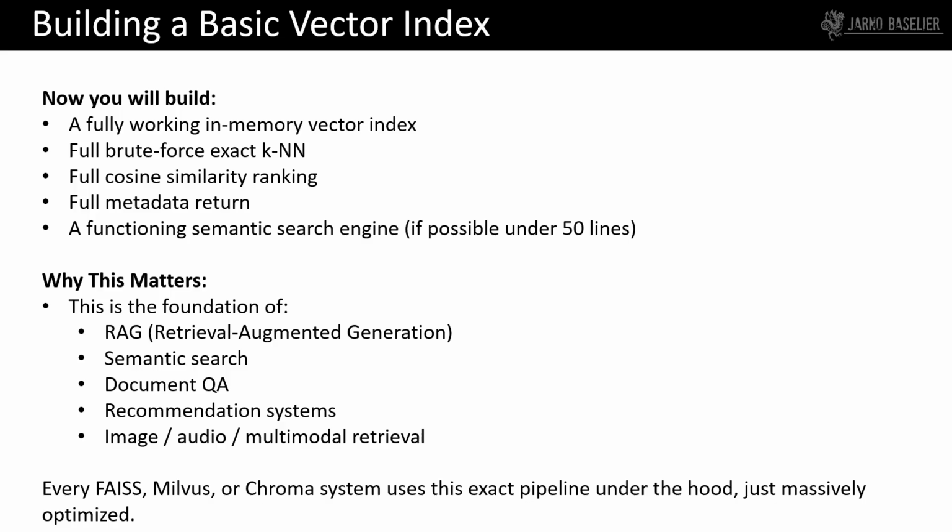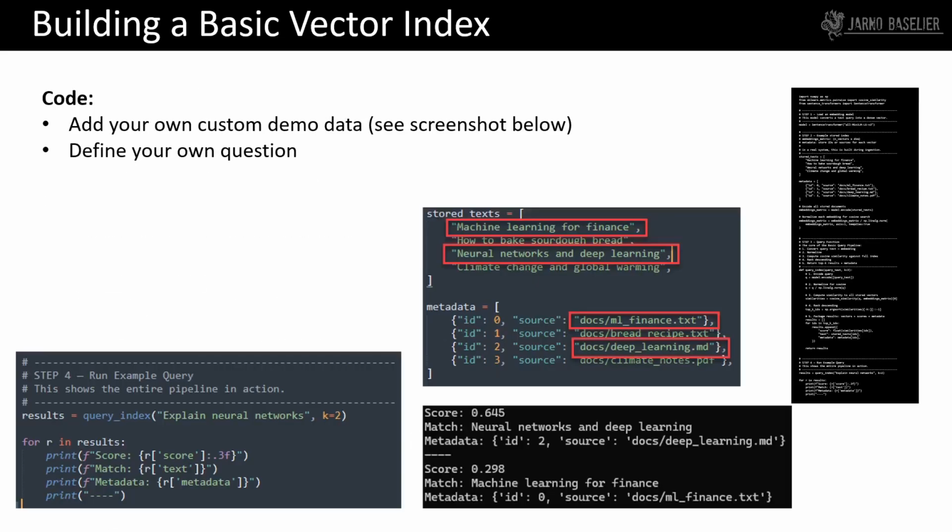And this matters because this is the foundation of RAG, of retrieval augmented generation, of semantic search, document QA, recommendation systems, and image, audio, and multi-model retrieval. Every FAISS, Milvus, or Chroma system uses this exact pipeline under the hood, just massively optimized. And in the end, your code will look something like this.